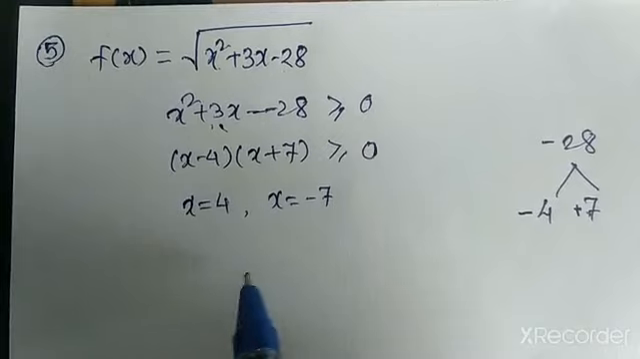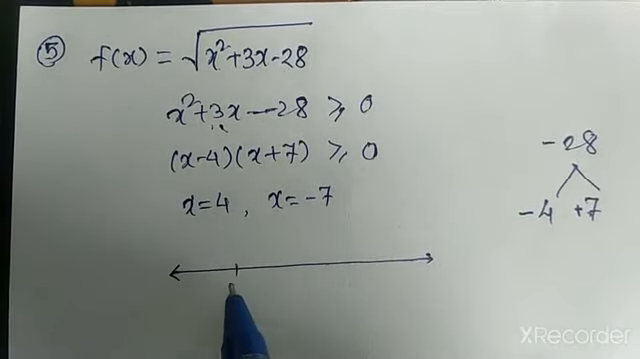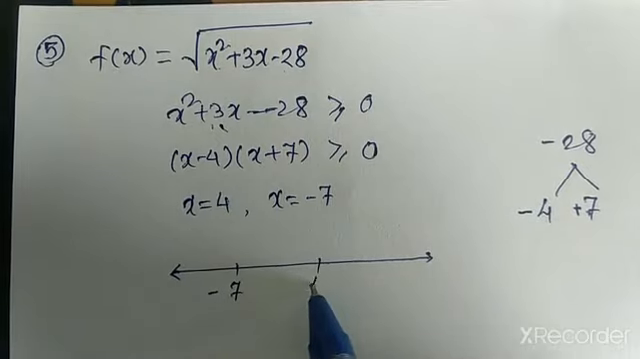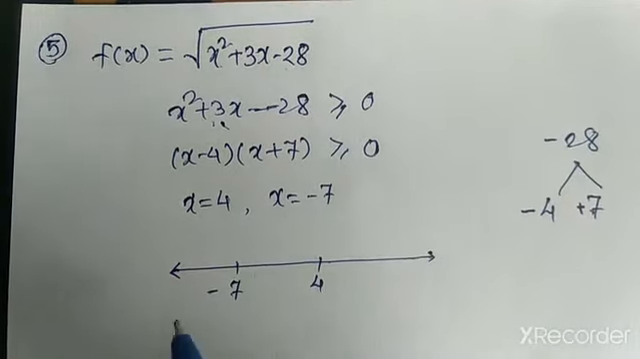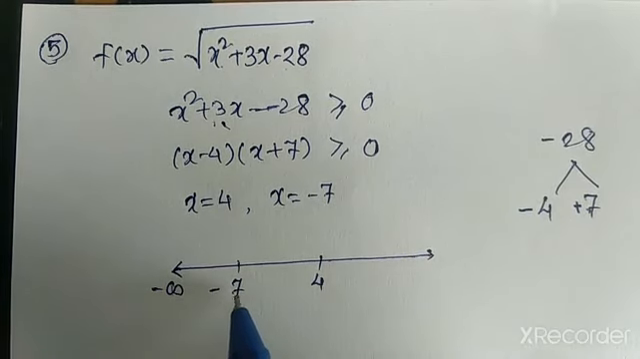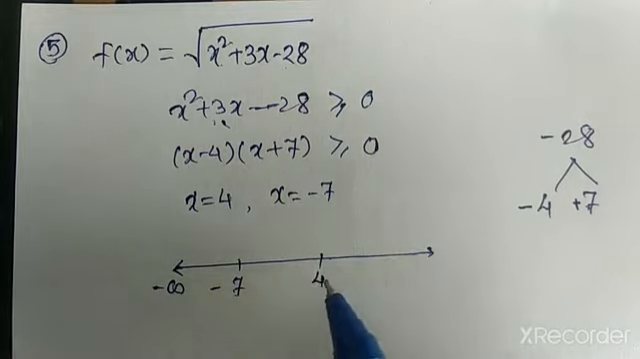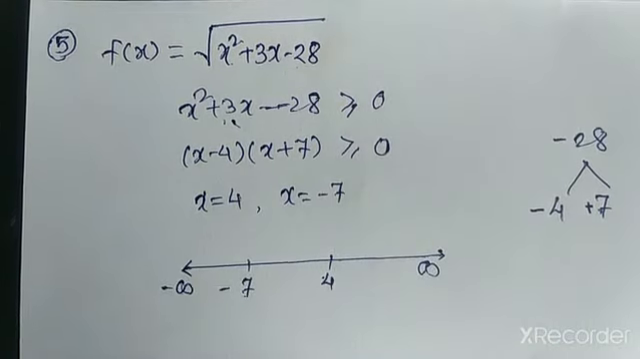Again here we draw a real line. From the real line we can find the values that should be in our domain set. From minus infinity to minus 7 is our first set, minus 7 to 4 is our second interval, and 4 to infinity is our third interval.